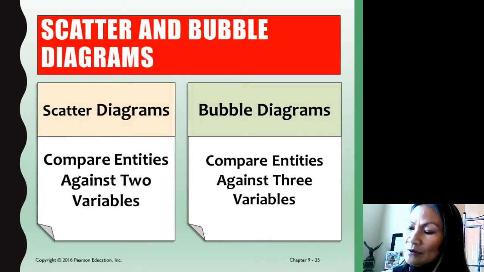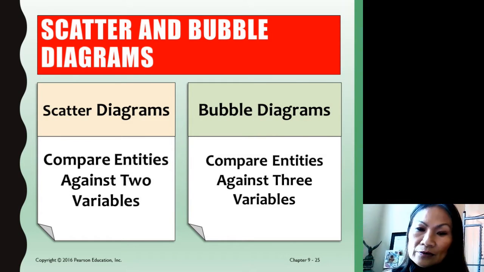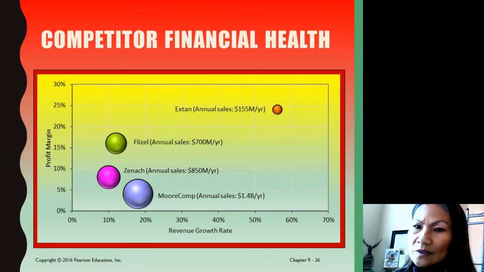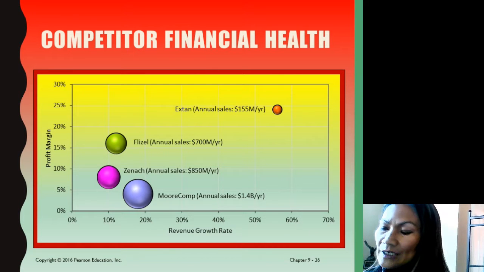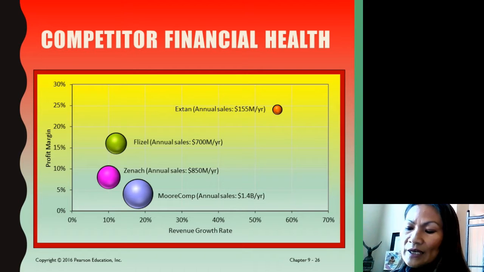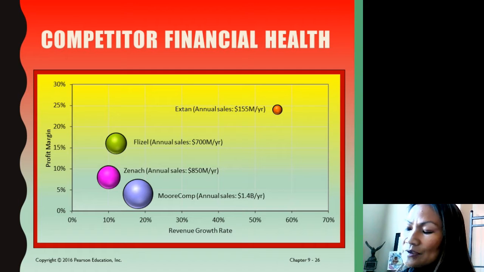Scatter, bubble, XY diagram. A bubble diagram expands to three variables, with the size of the bubble representing the third variable. This bubble diagram shows three variables: distance along the x and y axes plus the diameter of each bubble. In this case, the rate of revenue is plotted on the x axis and profit margin is plotted on the y axis, and the size of the bubbles represents annual revenues.